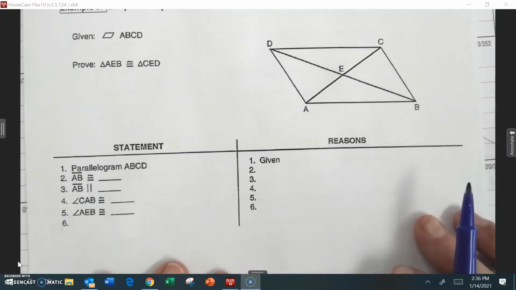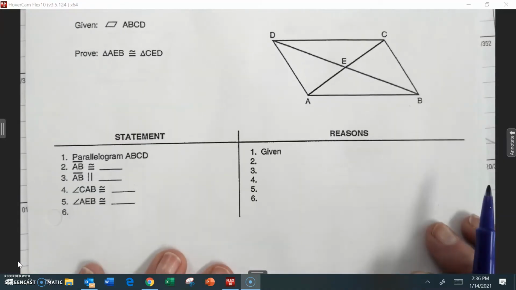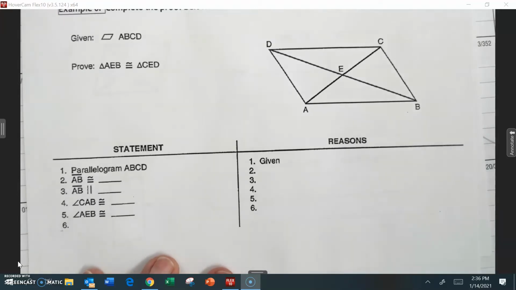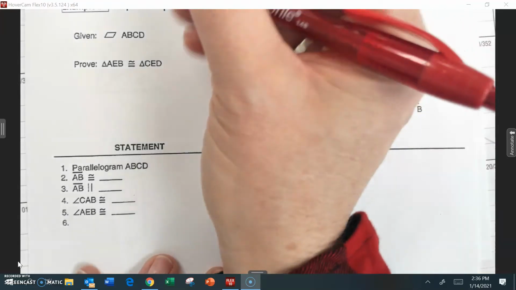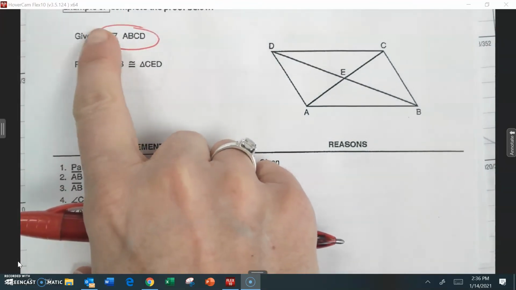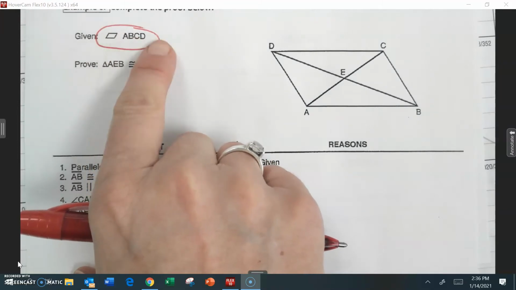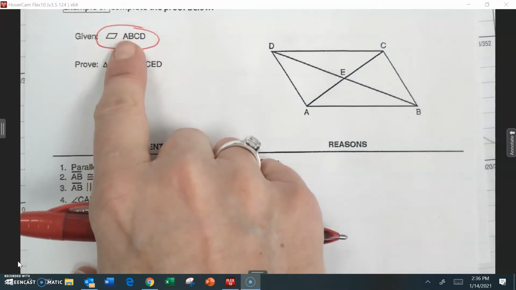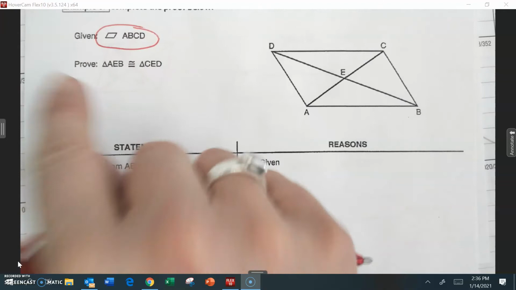Okay? Now this one is interesting because we are starting with some pretty important given. And that symbol is telling you that this is parallelogram ABCD. So it's literally saying to you, hey, we are starting with a parallelogram.